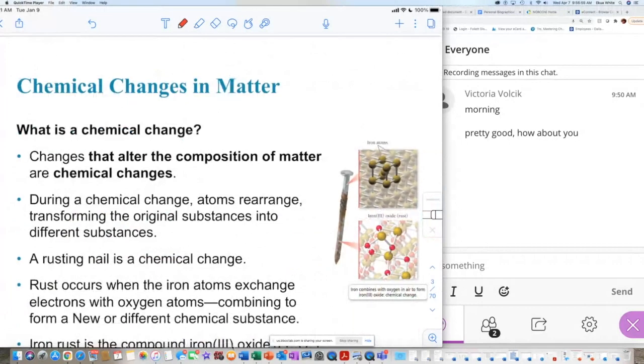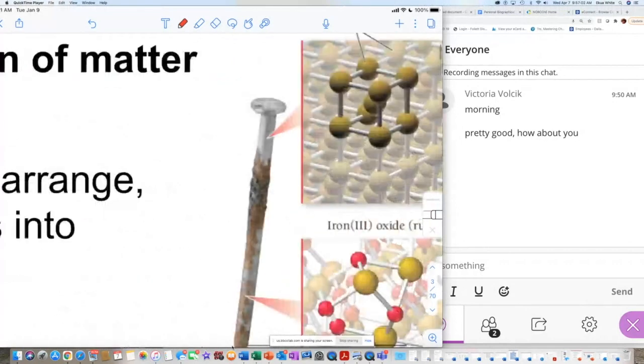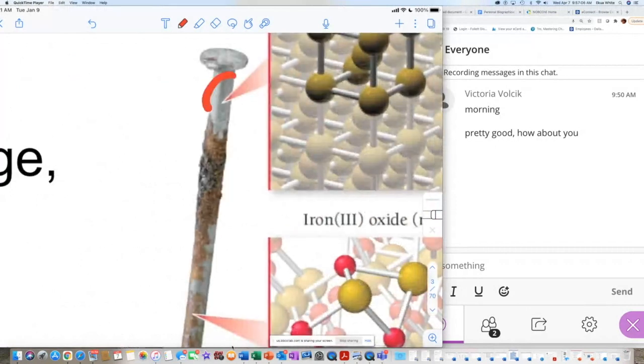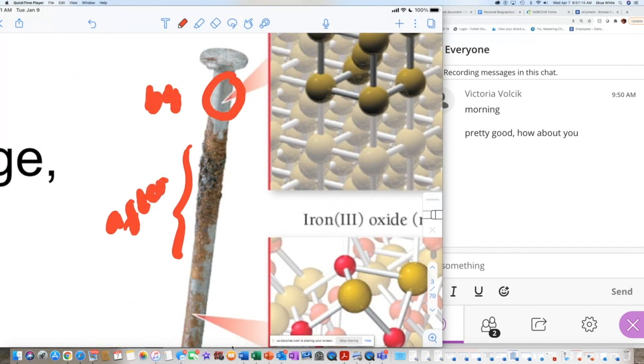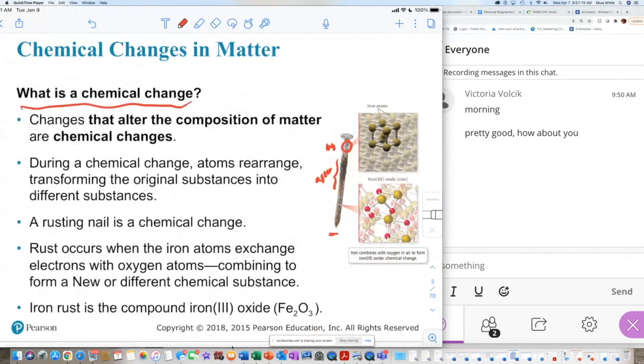Okay, well, we are seeing a difference here too. Actually, they didn't show us the beginning, but let's pretend this small part of the nail is what the whole nail looked like before. So this will be our before, and this bottom part here will be our after. Okay, so what is the chemical change?